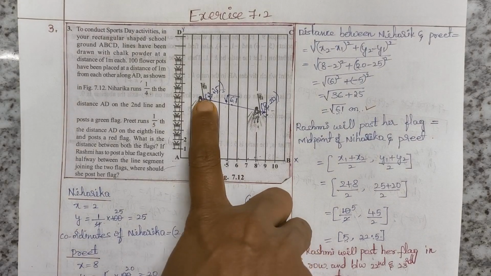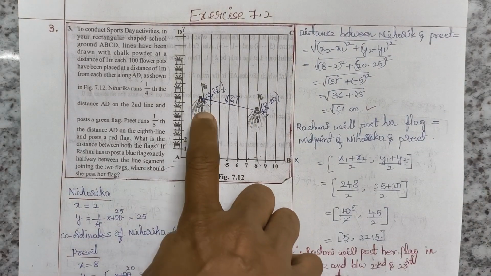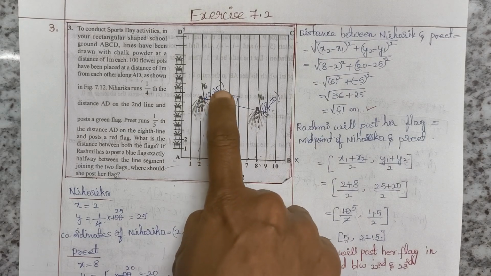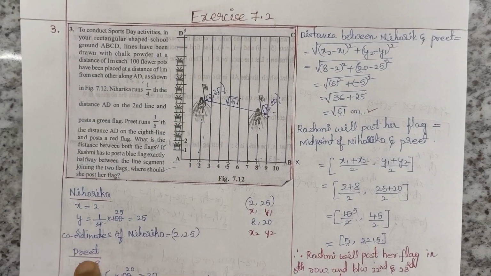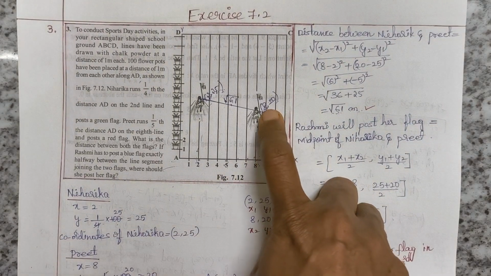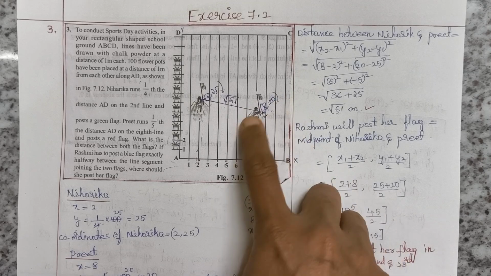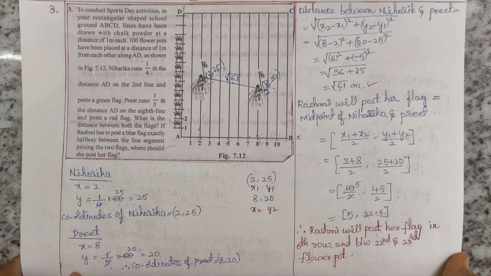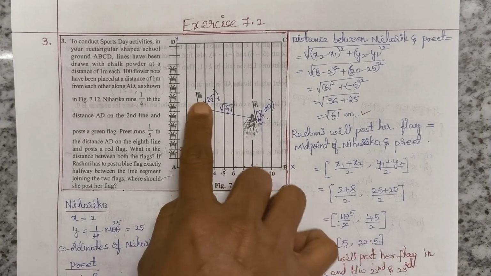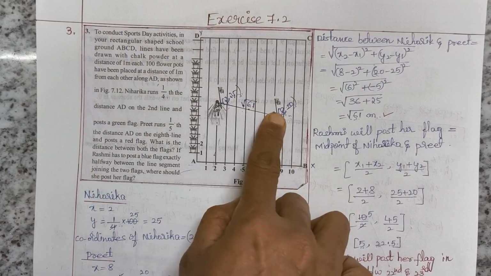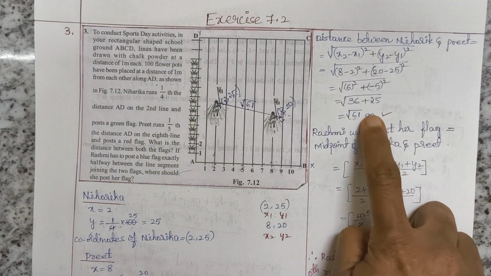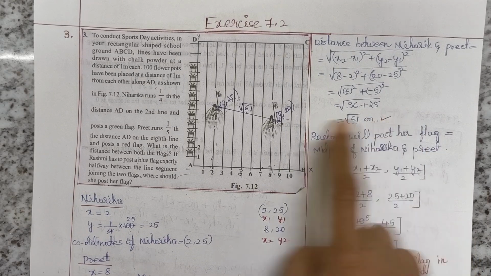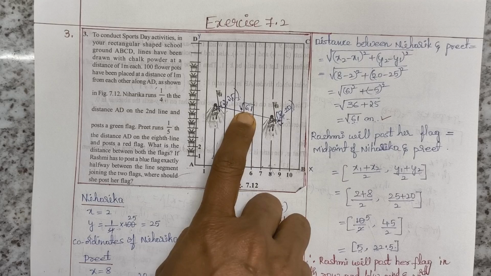See, once again I will repeat. First you find Niharika's coordinates, which are 2, 25, and next Preet's coordinates, which are 8, 20. Here I gave the information on how to get these coordinates. After this, first we use the distance formula and find the distance. You will get the distance as root 61 meters.